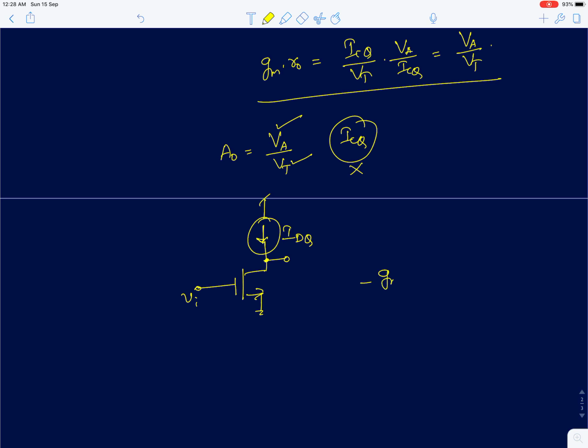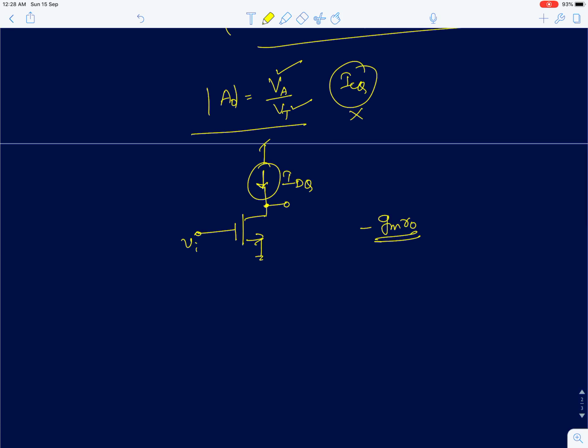So the intrinsic gain here is again minus gm r naught. I didn't write the sign here explicitly. In a common emitter configuration, the gain is negative. I've just written the magnitude of the gain, which is VA by VT. Now gm r naught is the intrinsic gain in a common source configuration as well.